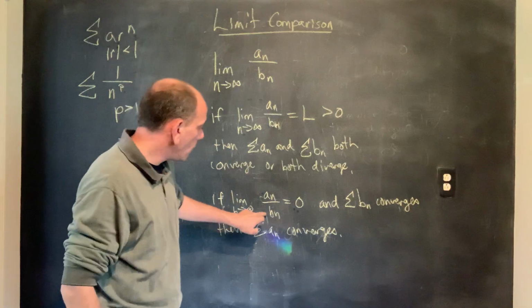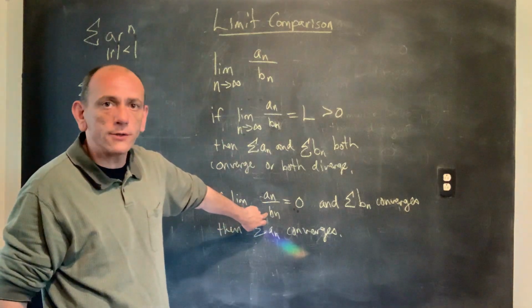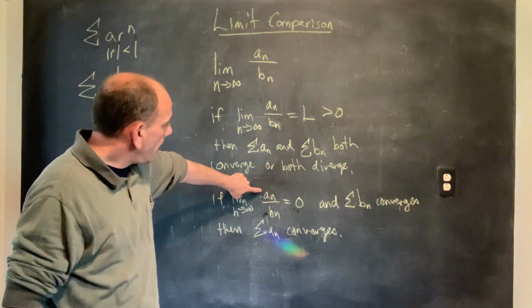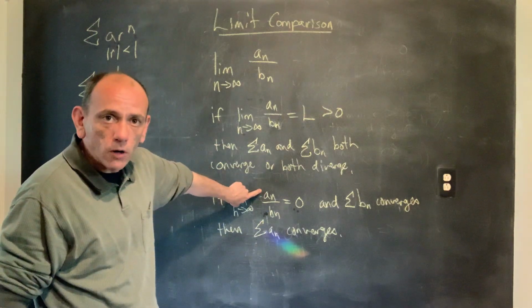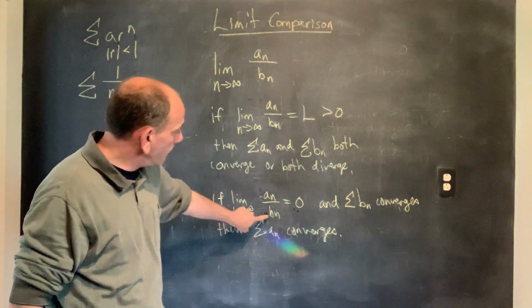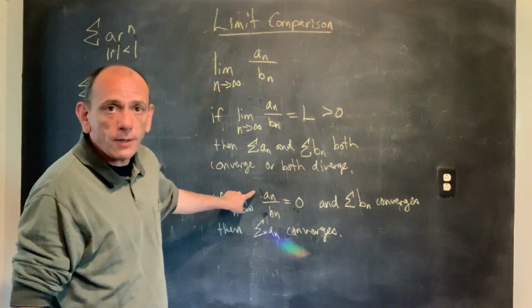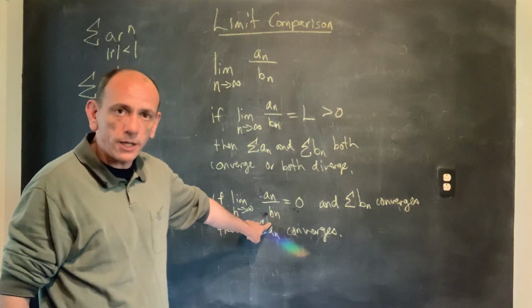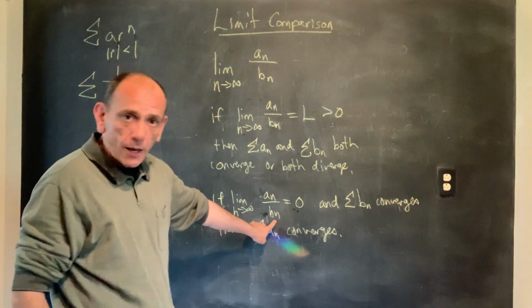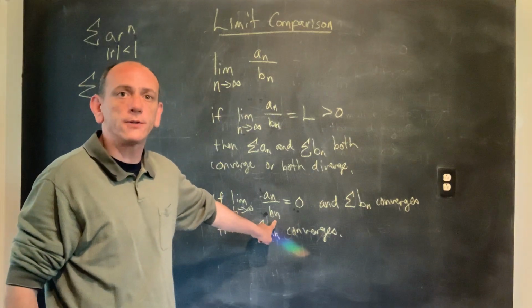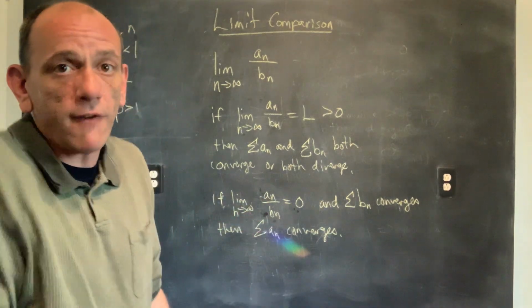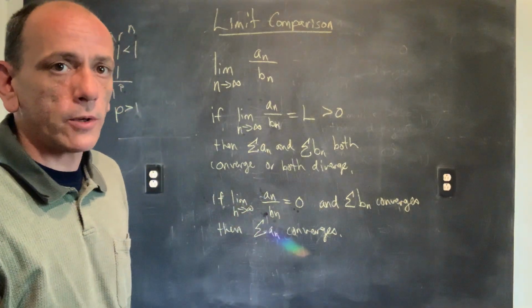So think about this. We already know that these terms are going to 0 fast enough to converge. Now, when we look at A sub n in the long run, the comparison is 0. That means A sub n has to be going to 0 faster than B sub n is. But B sub n was already going to 0 fast enough to converge, which means that the series A sub n is going faster, and so therefore must also converge.